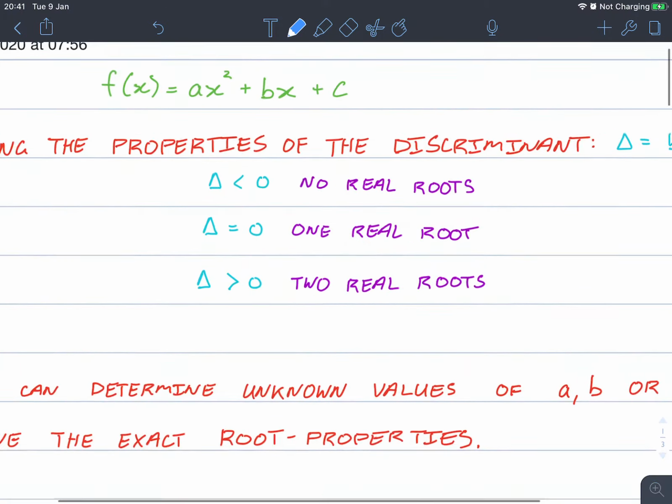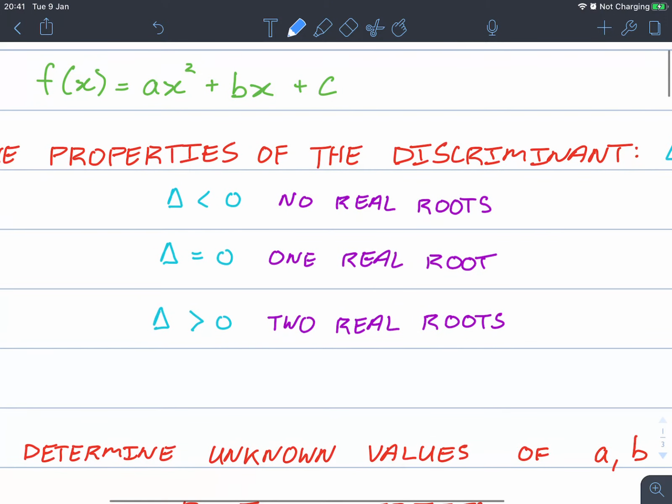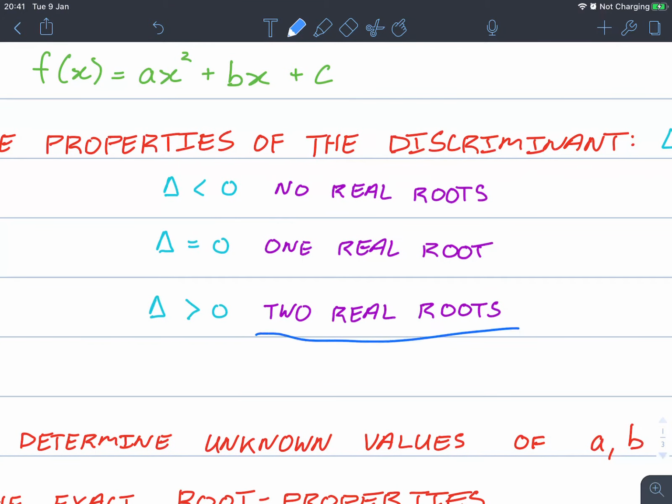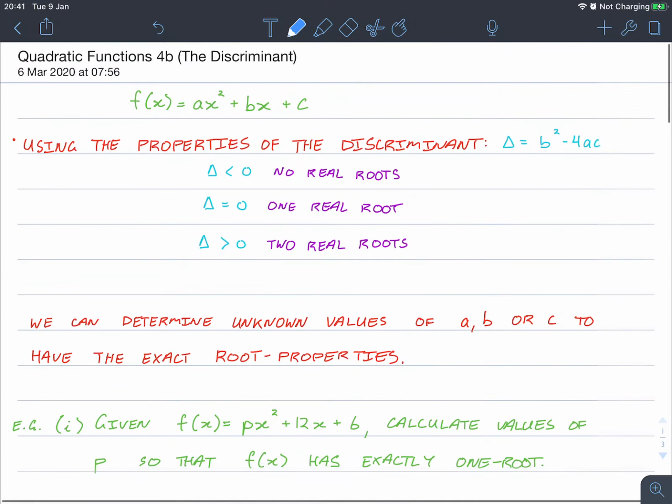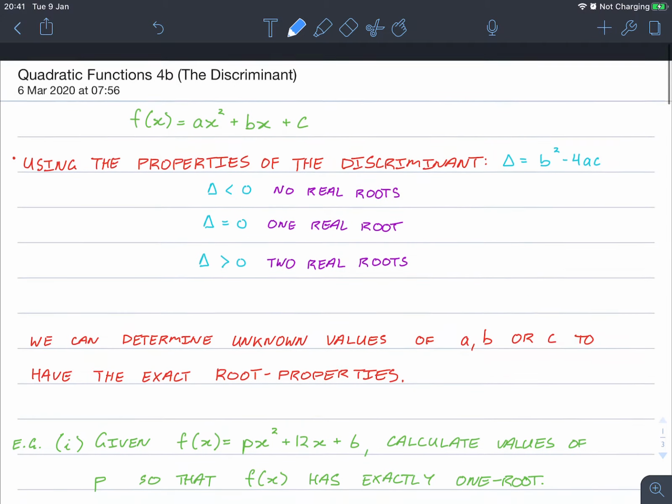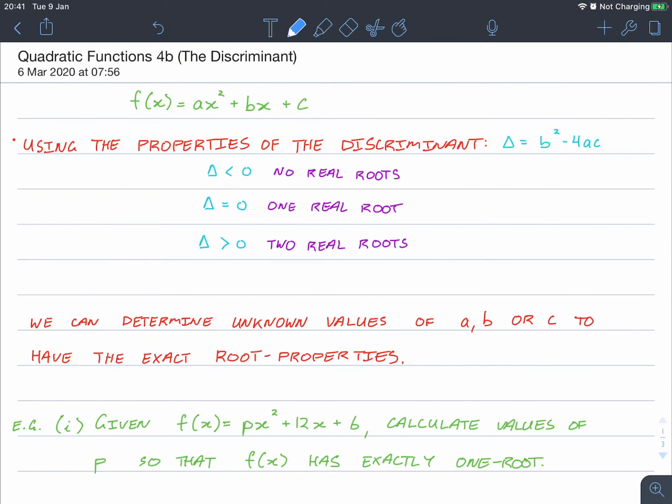If we know that the discriminant delta is less than 0, we have no real roots. If delta equals 0, it has one root, and greater than 0, it has two real roots. And if you don't fully comprehend what that means, you should take a look at the previous video I had on this. So once we know these properties, we can determine unknown values of a, b, or c to have the exact root properties that we want.